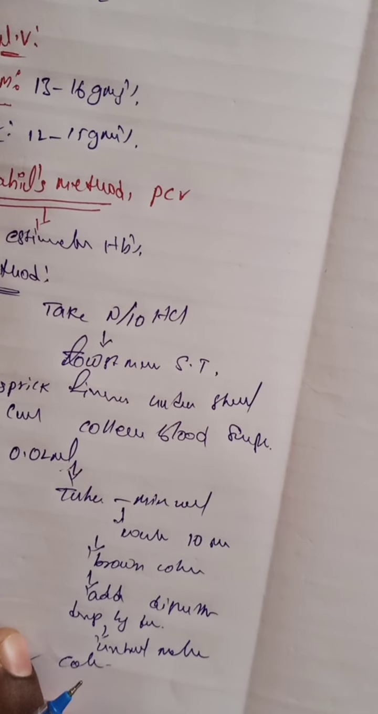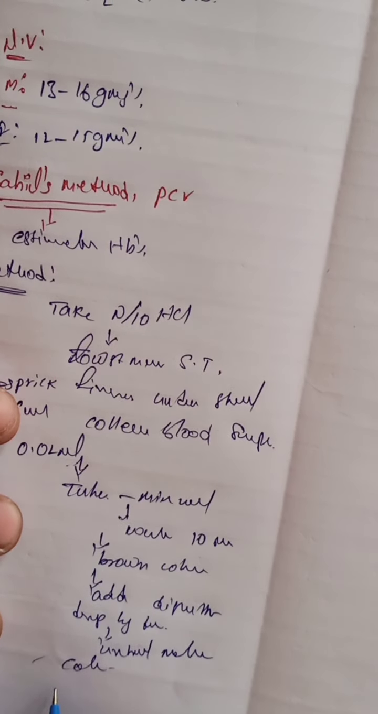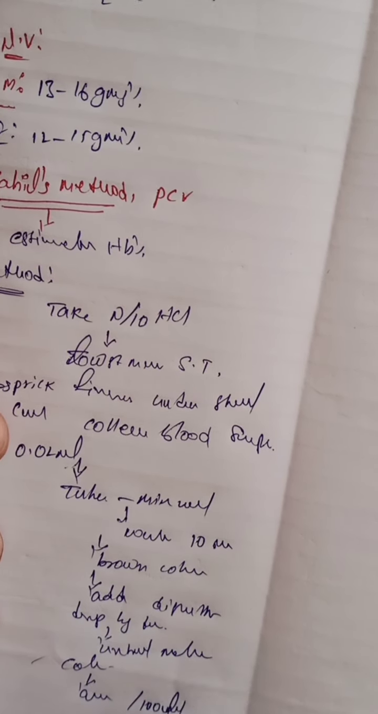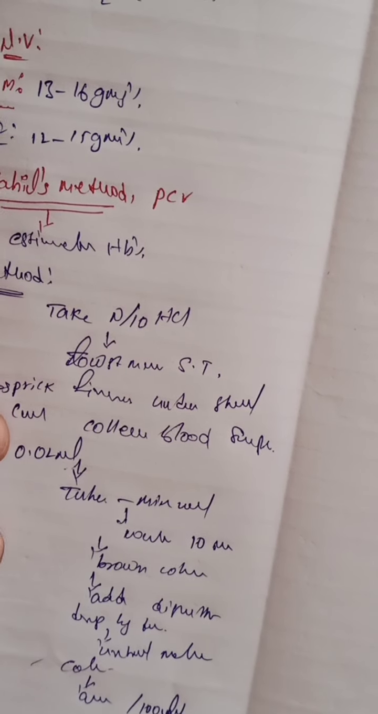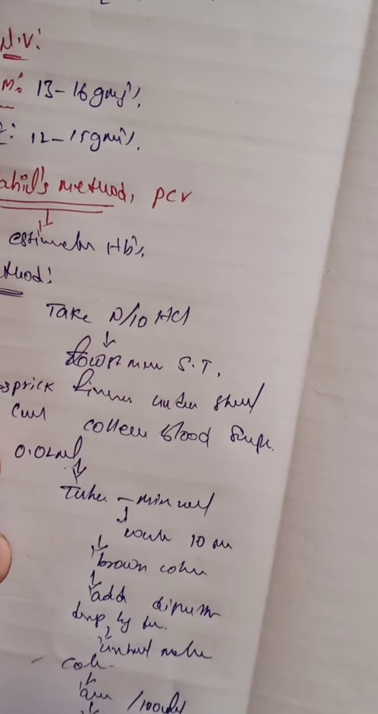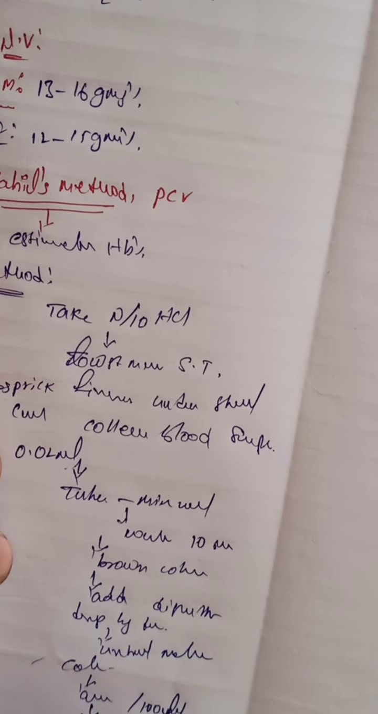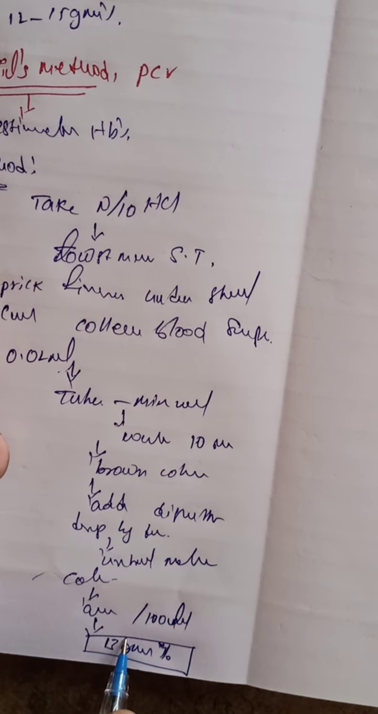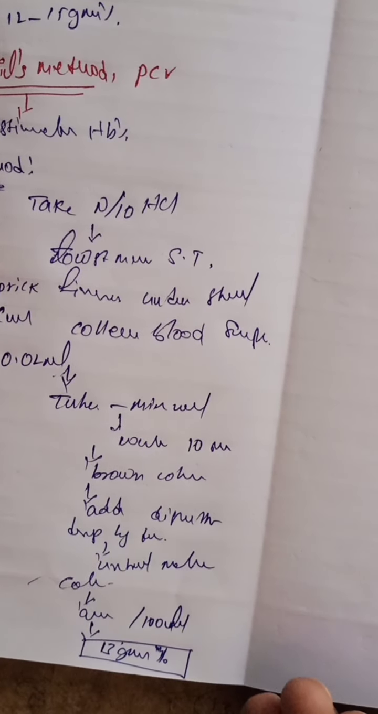This is determined for 100 ml only. The graduated tube is determined for 100 ml. 100 ml of blood contains how much percentage of hemoglobin? For example, 13 grams percent is the final value. This final value is compared with the normal values, so it is determined whether it is normal or abnormal.